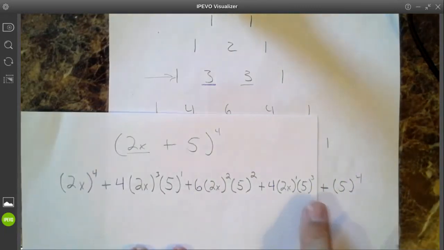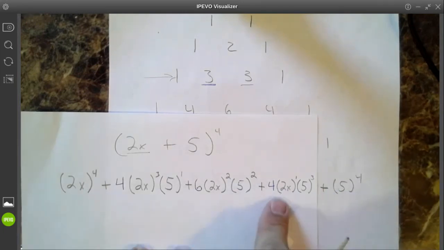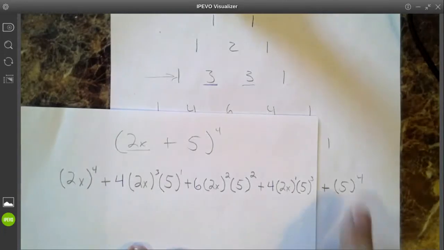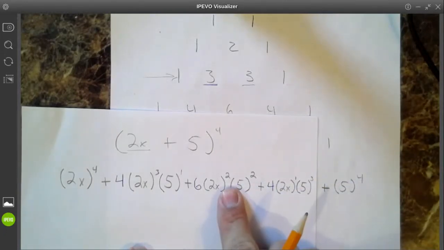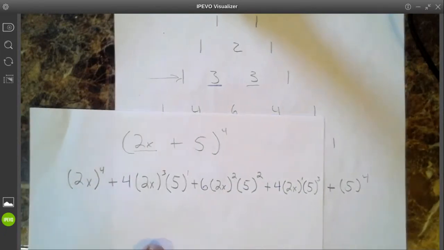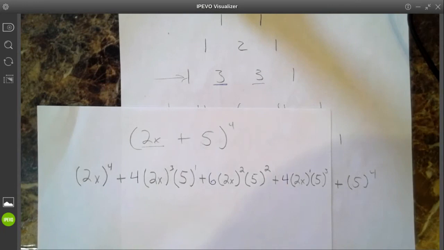Okay, so take a look at all your terms. The coefficients, 1, 4, 6, 4, 1, kind of match the row up here. But notice that all these exponents add up to 4 total. All right, last piece, we're going to simplify each of these terms.